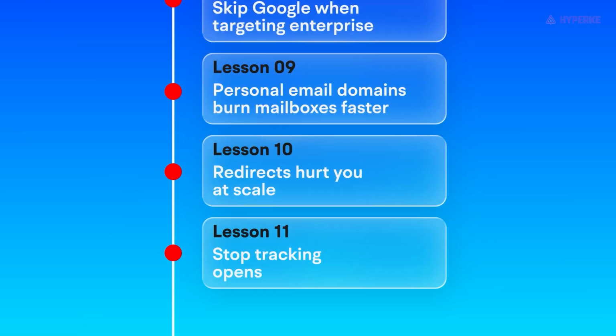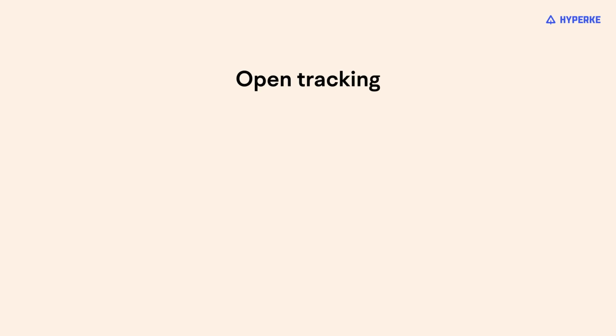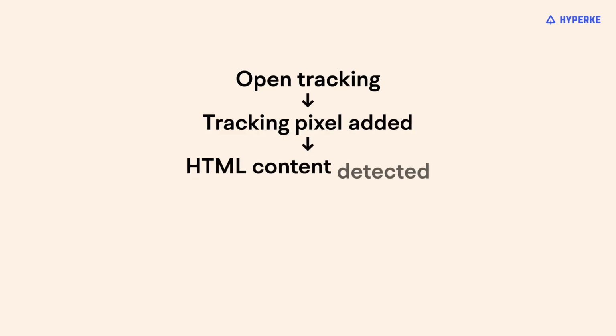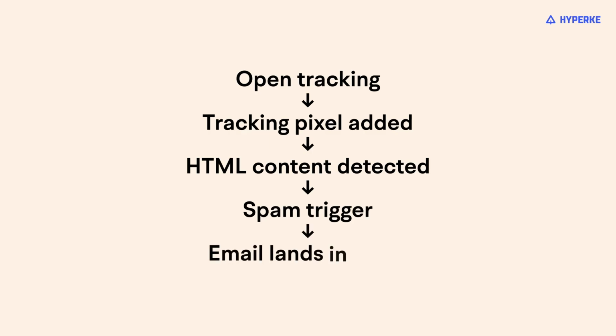Lesson number 11, and this is an obvious one. I've said this a million times. Please, for the love of God, stop tracking open rates. There's absolutely no benefit that comes out of tracking open rates, because when you're tracking opens, you're introducing a pixel in your email. That pixel is HTML content. Both of these things are flagged spam triggers and get your email sent to spam.